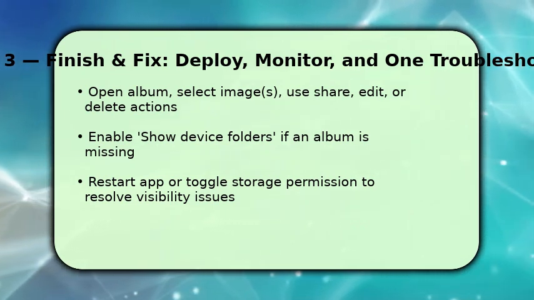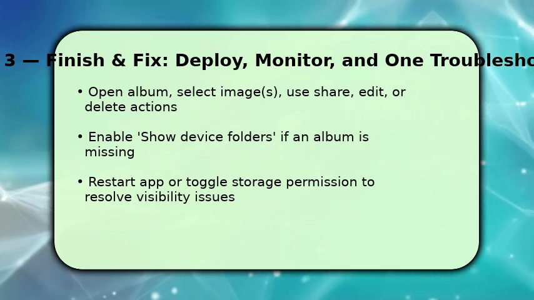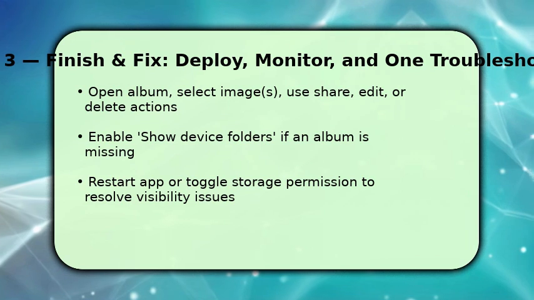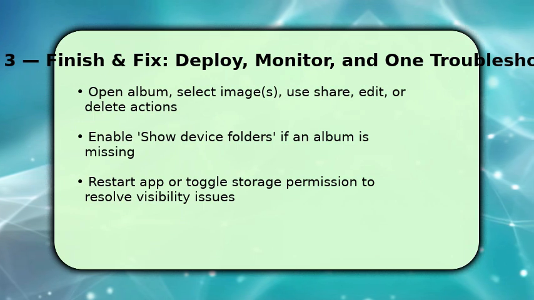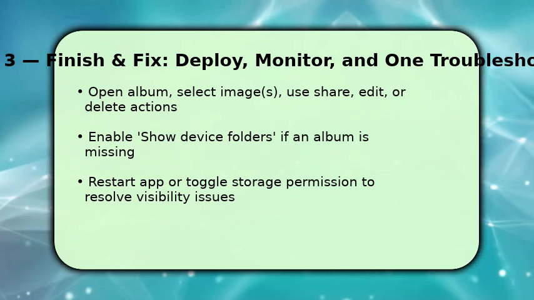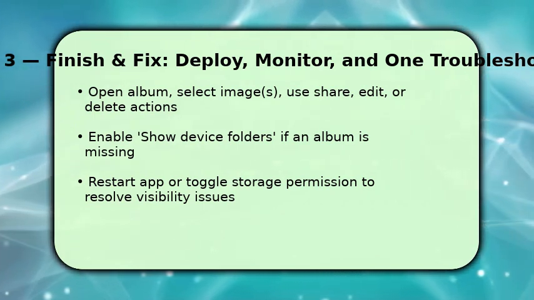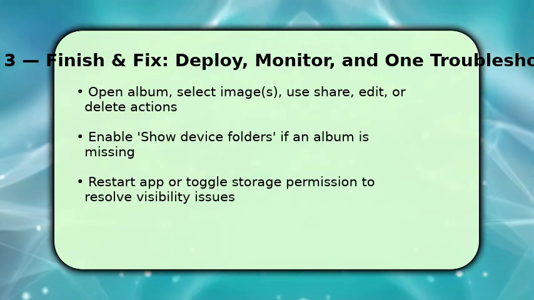If an album is missing, restart the Photos app or toggle storage permission off and on. This forces a rescan. If problems persist, reboot the Moto G34 5G. Restarting often clears indexing glitches and restores missing galleries.